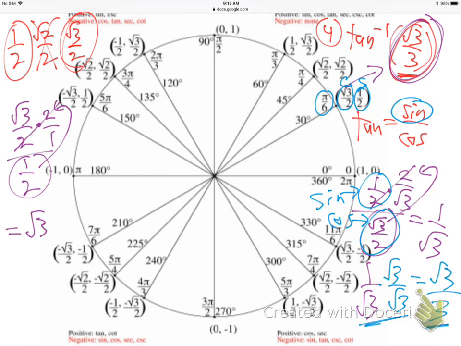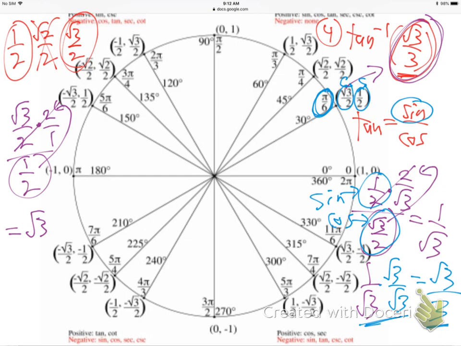That's where they must have gone. Pi over 6. So it's a little harder, isn't it? You got to think about sine and cosine coming together. So the answer is pi over 6. Pi over 6 is the angle that would make tangent become root 3 over 3. Because sine's a half on the top and cosine's root 3 over 2 on the bottom.